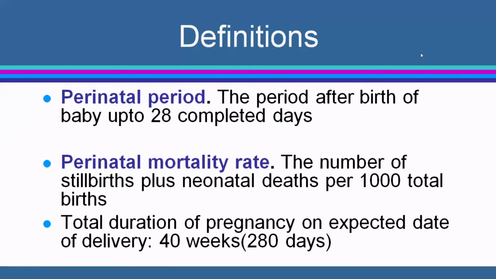And perinatal period is the period after birth of the baby up to 28 completed days. Okay, that is perinatal period. And perinatal mortality rate is the number of stillbirths plus neonatal deaths per 1,000 births. Okay, we count the total stillbirths, and add total neonatal deaths, then per 1,000 total births. That is perinatal mortality rate. That is one of the indicators of development. Okay, and total duration of pregnancy. What is the total duration of pregnancy to the expected date of delivery? That is 40 weeks or 280 days.